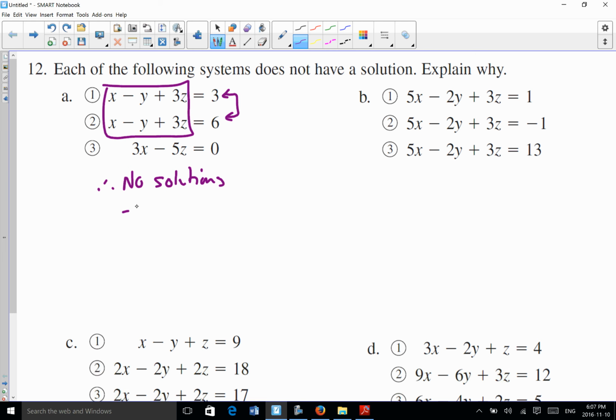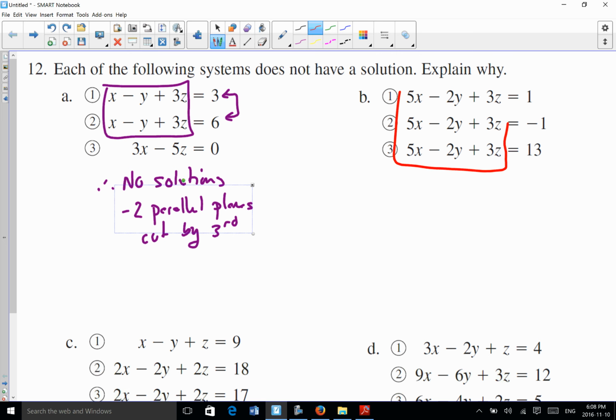Our reasoning is two parallel planes, the first two, and they're being cut by the third one. I know they're cut because the third one is different, right? It's got a different normal. If we look at B, what do I notice in B? Well, looking straight down your columns here, you notice that all three of these have the exact same normals, but all three scalar values on the right-hand side are different. So what's that tell us? Well, these are three parallel planes. And of course, you're never going to have solutions if they're all parallel to each other.